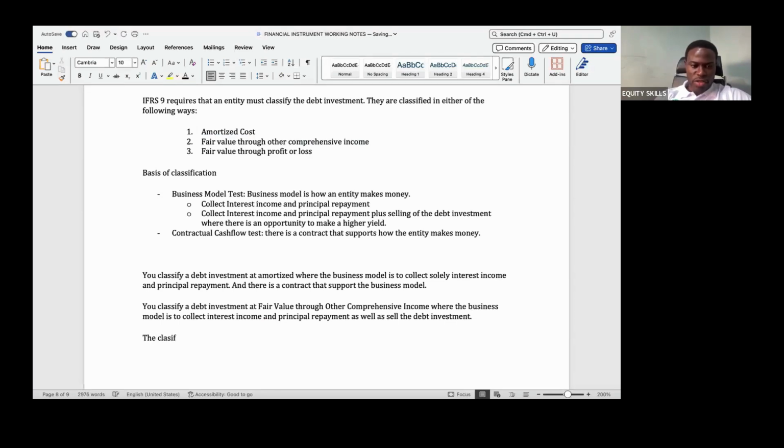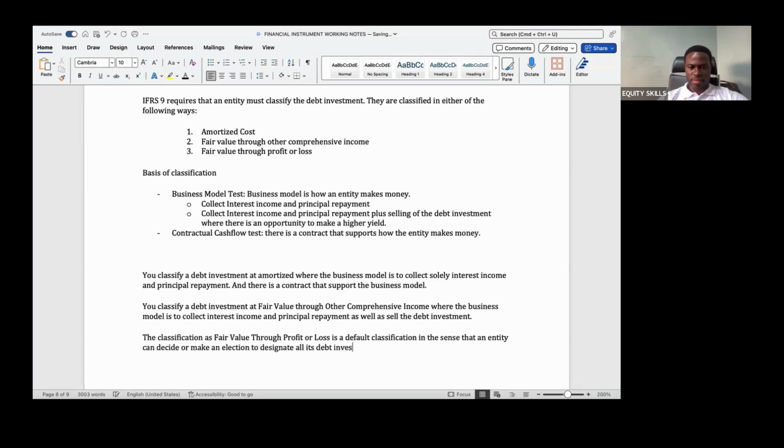the classification as fair value through profit or loss is a default classification in the sense that an entity can decide or make an election to designate all its debt investments at fair value through profit or loss.